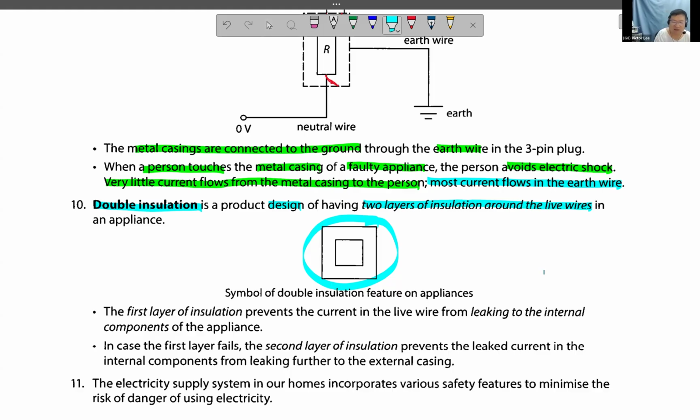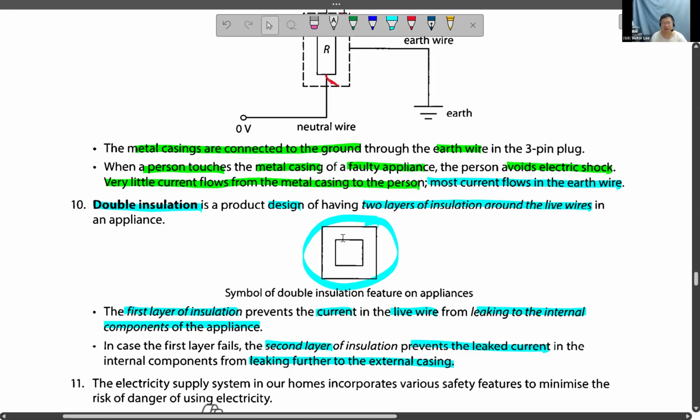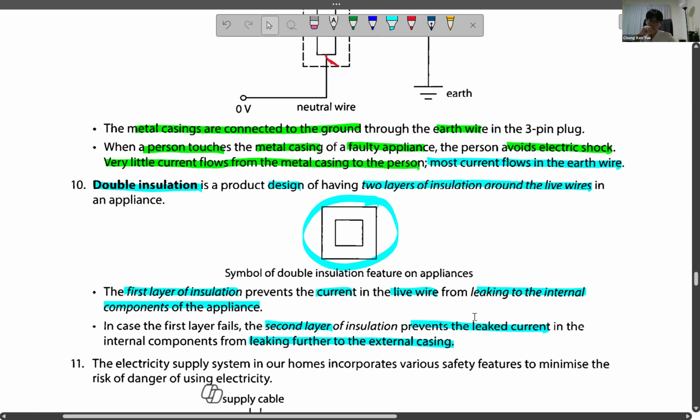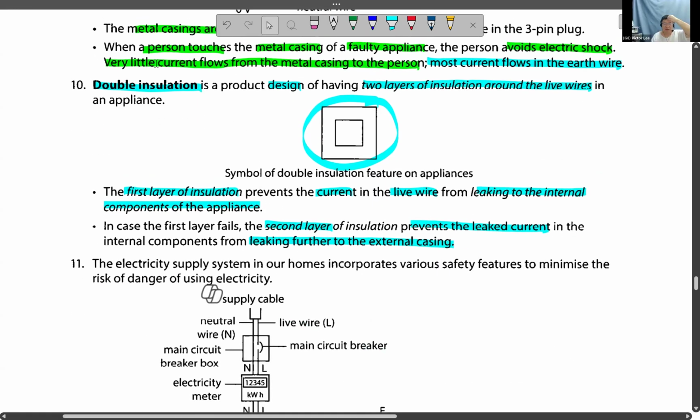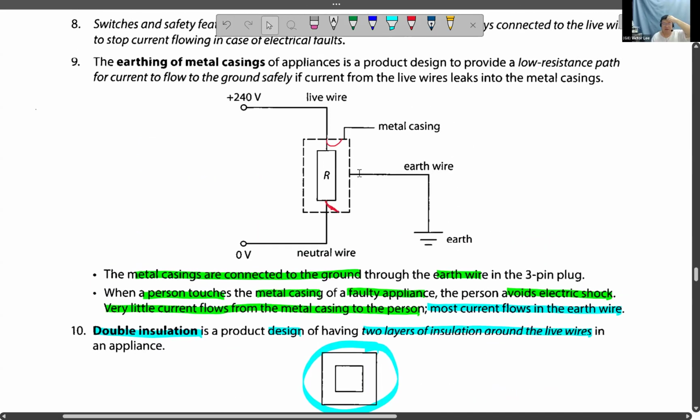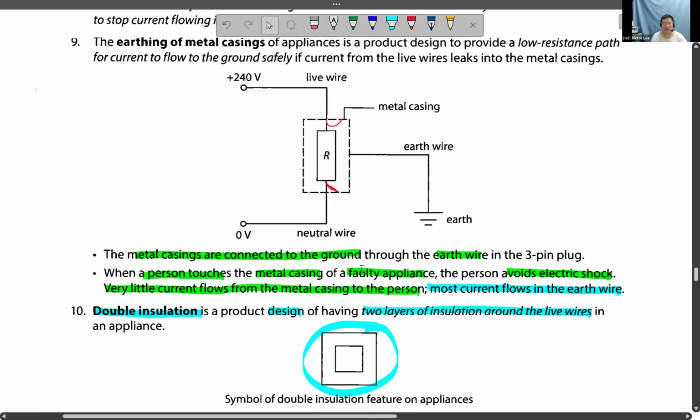You see, the first layer prevents current in the wire from leaking to the internal components of the appliance. And the second layer prevents leaking current from leaking further to the external casing. So the whole external casing is plastic in this case. Usually it's plastic. If the outside is metal, it means within the metal there's a layer of plastic. We do not see it, only the design. You know what I mean? So down here, of course, using the earthing directs the current away so that the user will not get shocked, or use double insulation so that the current can't leak out.